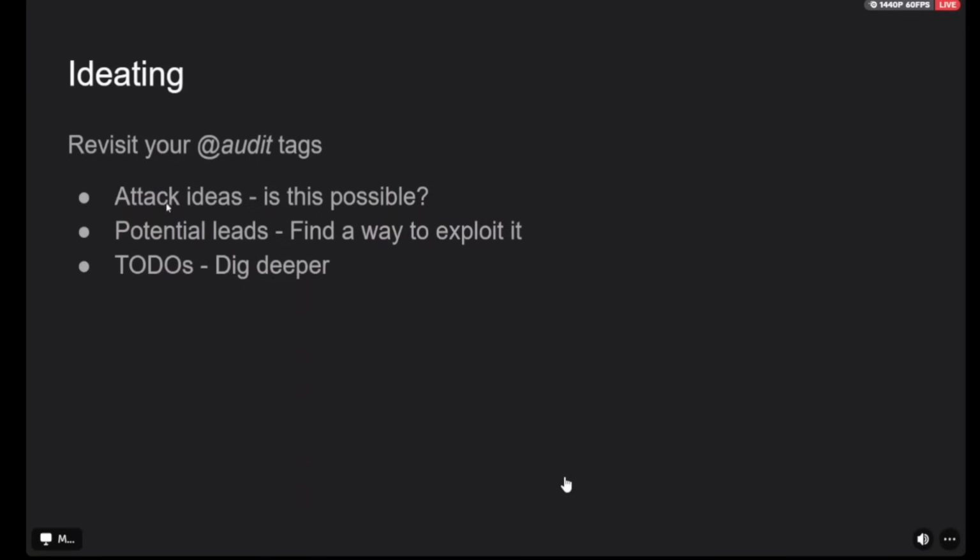And as discussed just now, these are the kind of audit tags that you can have. Now when you look at them, you need to ask yourself questions. If it's an attack idea, you must ask, is this attack possible? Is there any impact if I do something like this?